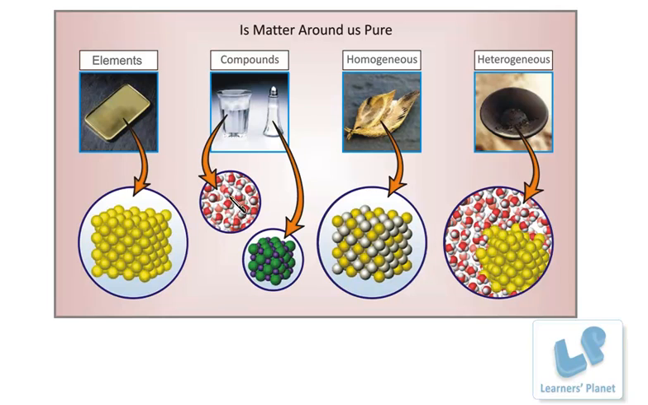Compound is again composed of small indivisible particles. Here it is a homogeneous mixture, and it is composed of say two types of atoms. They are not forming a compound. Say in case of compound, these two atoms are bonded. Here there is no bond. And the heterogeneous mixture. So I can say that matter is composed of substance.